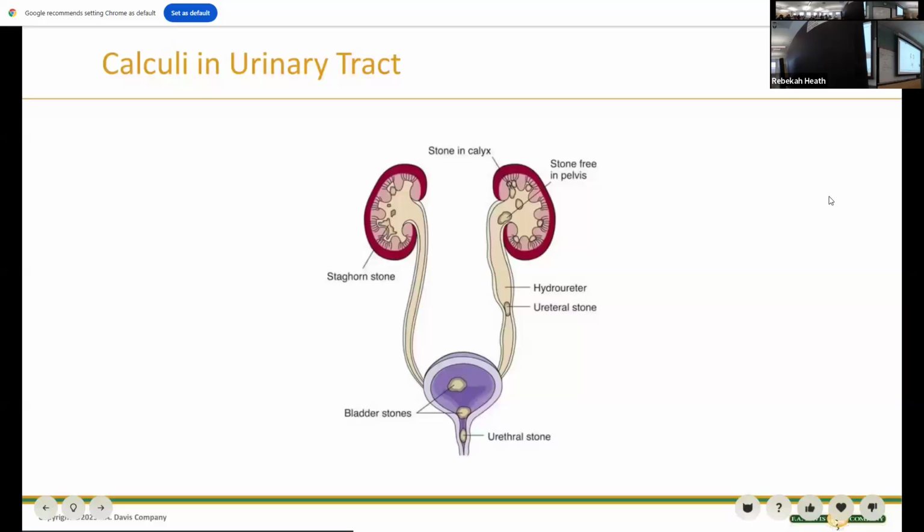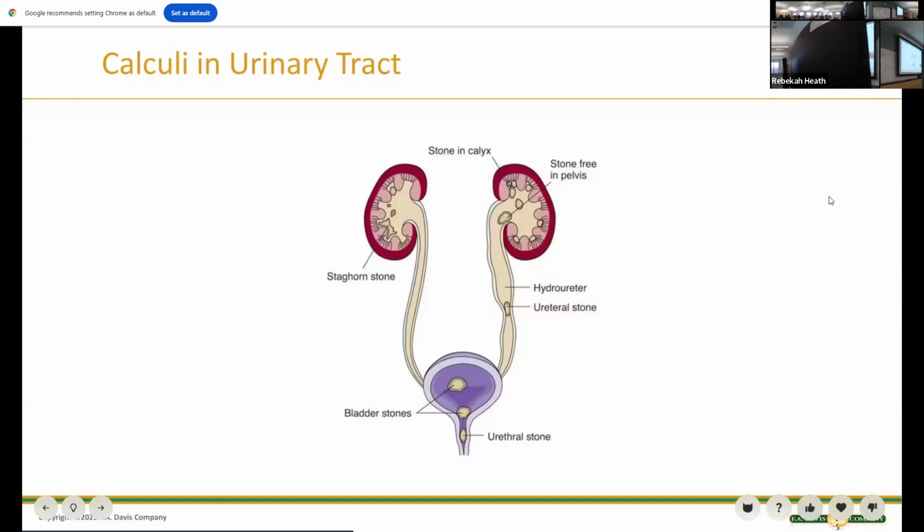Oh gosh. If you ever want to do a fun Google image search of hydroureter and hydronephrosis, some of those images are pretty amazing on how big those ureters and kidneys get. They really do hold, like they get so swollen.